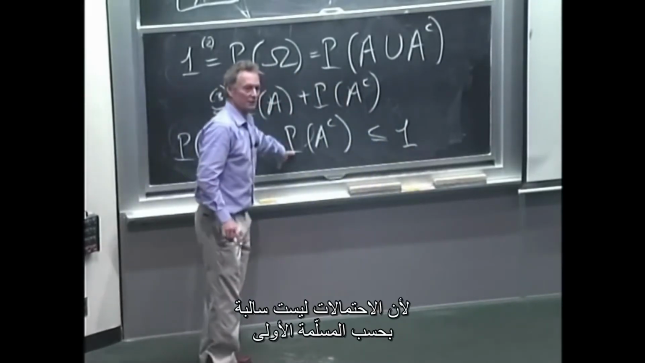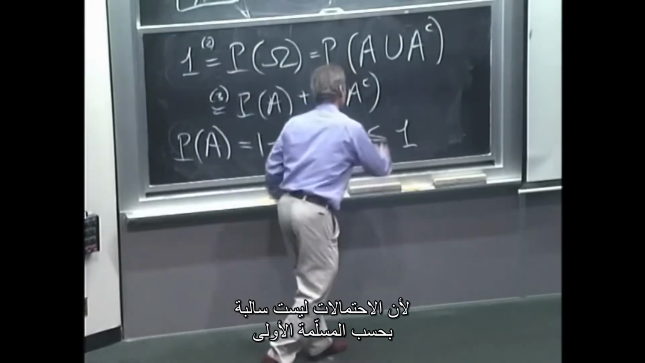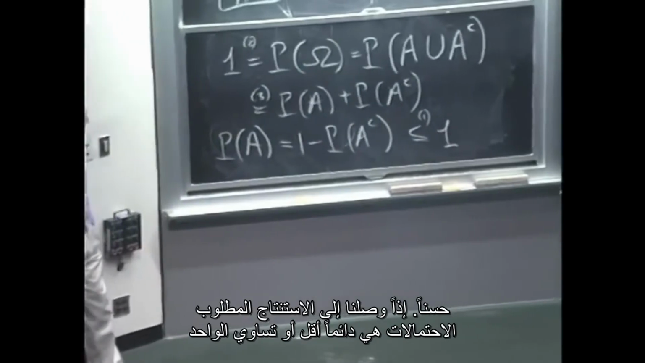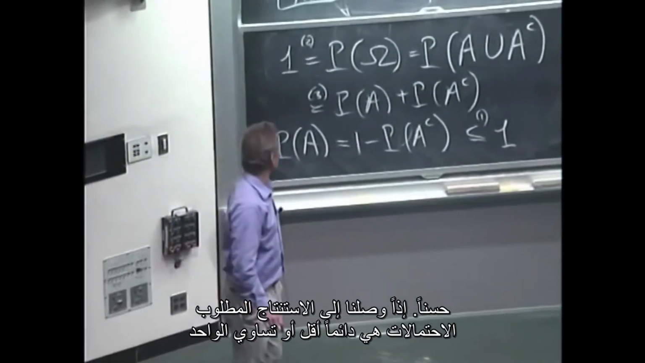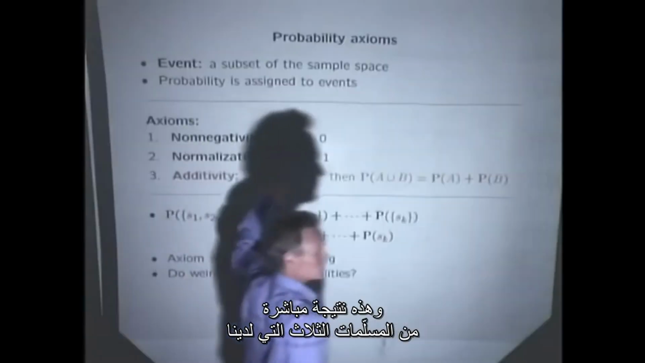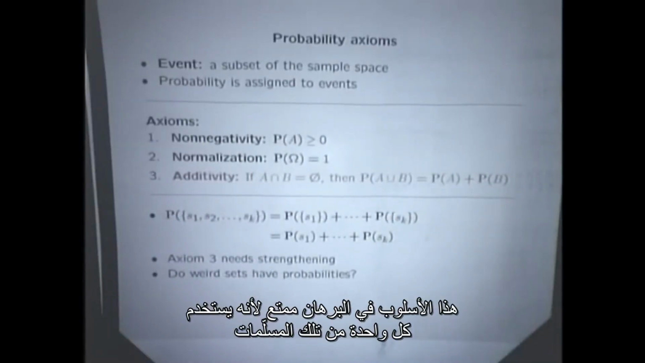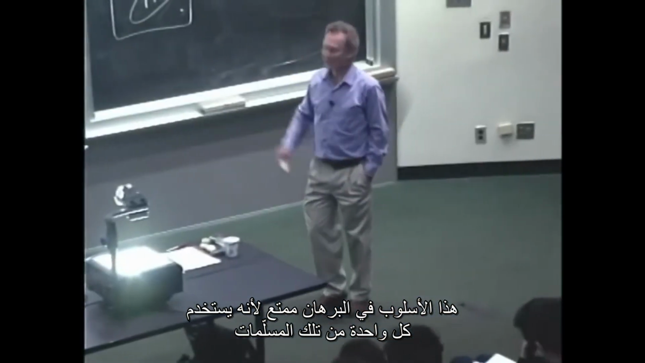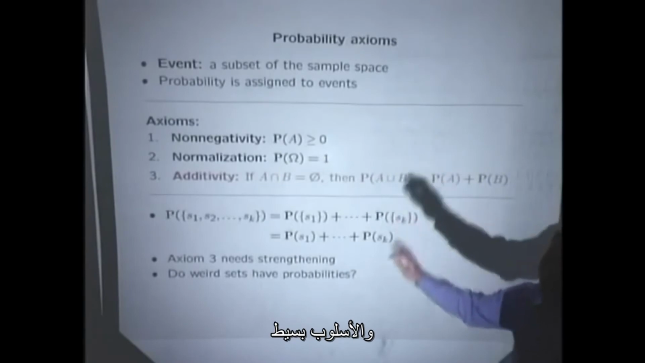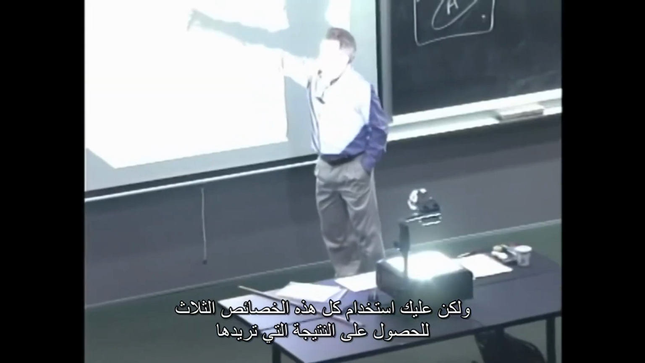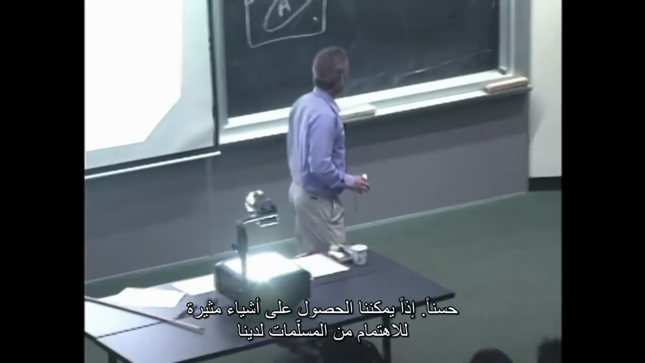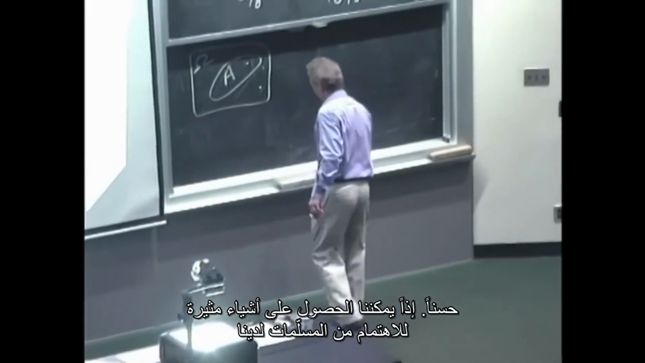Because probabilities are non-negative by the first axiom. Okay, so we got the conclusion that we wanted. Probabilities are always less than or equal to 1, and this is a simple consequence of the 3 axioms that we have. This is a really nice argument because it actually uses each one of those axioms. The argument is simple, but you have to use all these 3 properties to get the conclusion that you want. Okay, so we can get interesting things out of our axioms.